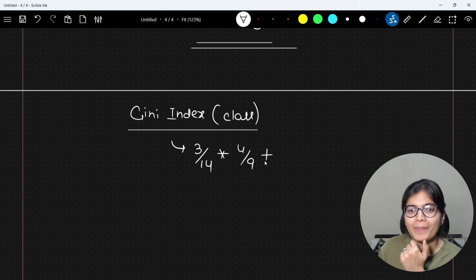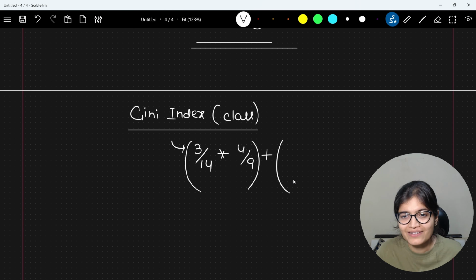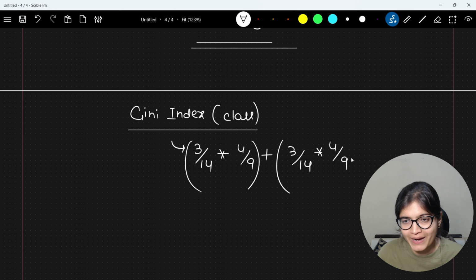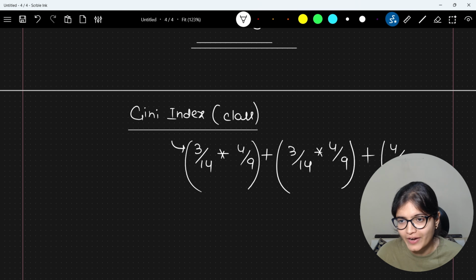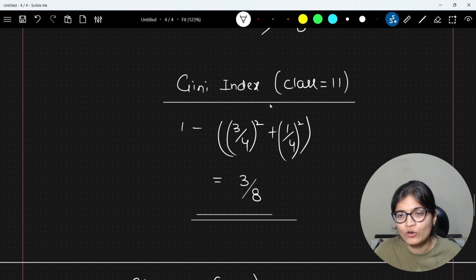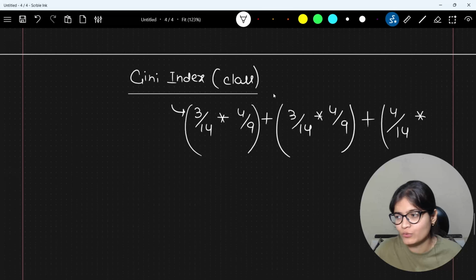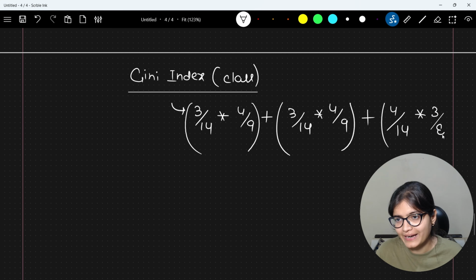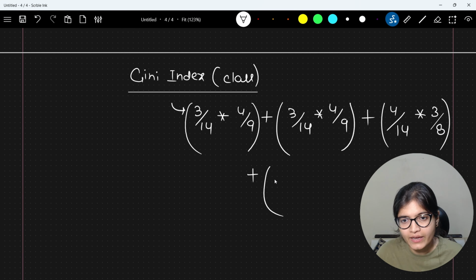Similarly, if I ask you how many records we have for class 9, it will again be 3 by 14 into, the answer will remain the same, 4 by 9. Then again, what is the Gini index value for class 10? I think it will be 4 by 14 into, what is the value? It will be 3 by 8. Plus, again, what is the probability for class 11? It will again be 4 by 14 into 3 by 8.